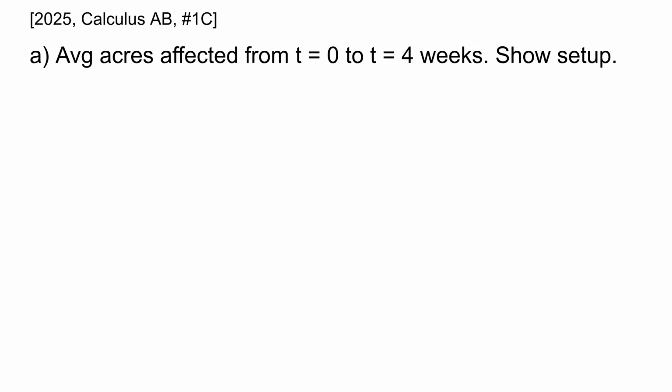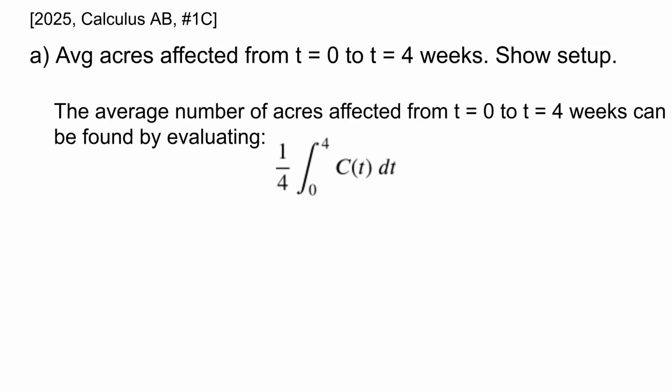In part A of this question, we are asked to find the average number of acres affected by the invasive species from t equals 0 weeks to t equals 4 weeks, and to show the setup for our calculations. The average number of acres affected from t equals 0 to t equals 4 weeks can be found by evaluating an integral with an average value form. We're going to get the integral from 0 to 4 of c of t dt, and we're going to take 1/4 of that since 4 is the length of the interval.